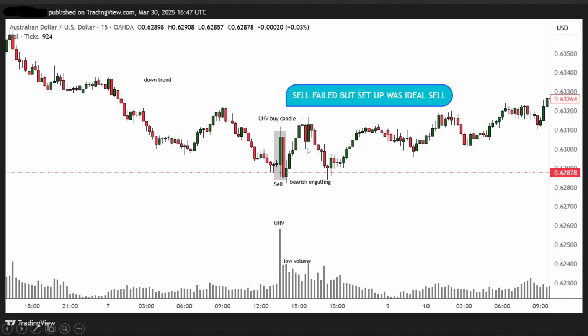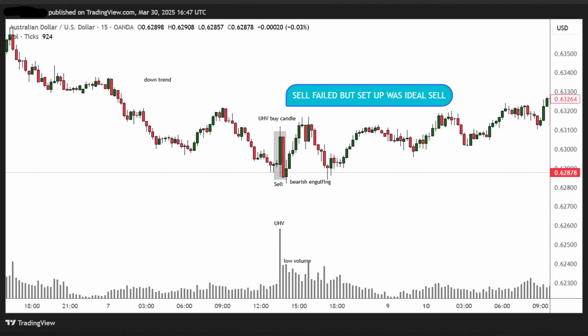So don't expect every setup to work. You can have failed scenarios as well. It's not like 10 out of 10 times. You have to accept that out of 10, 7 will work and 3 will go wrong. Okay, your setup will fail. You should expect 3 out of 10 setups to fail. You cannot eliminate that probability from the market.